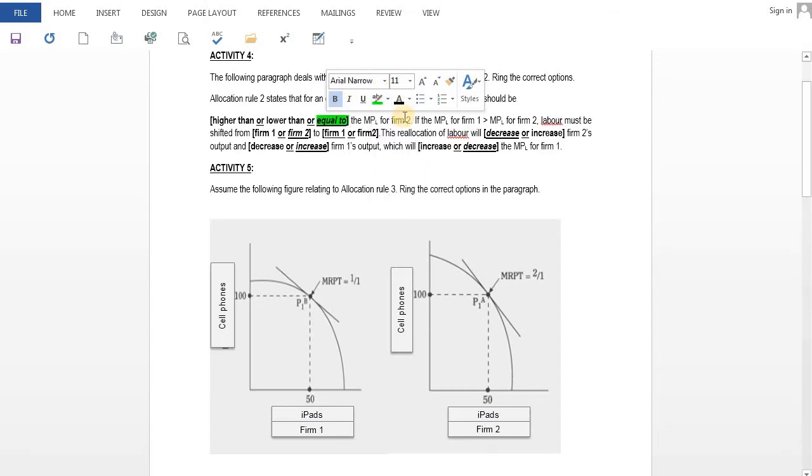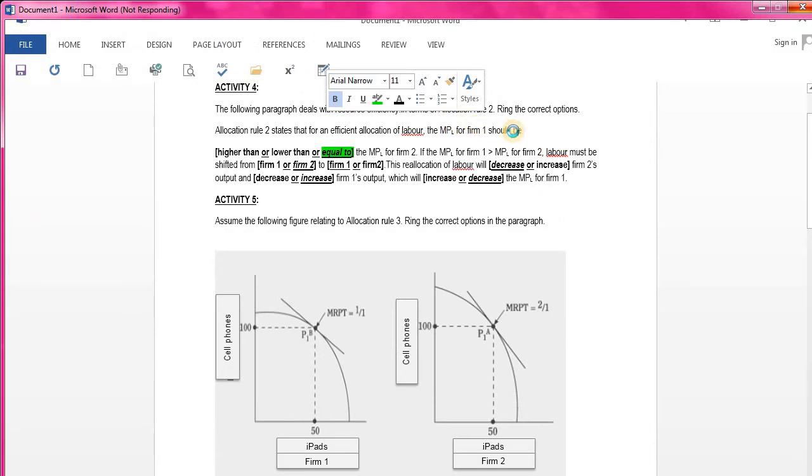So I'm going to highlight using green. So the correct answer: we say that the MPL for firm 2 has to be equal to the MPL for firm 1, right? So moving over to the second scenario, if the MPL for firm 1 is greater than the MPL for firm 2, labor must be shifted from firm 1 or firm 2 to firm 1 or to firm 2.